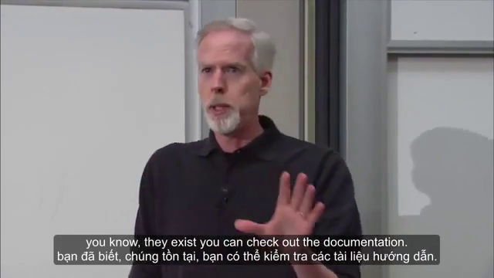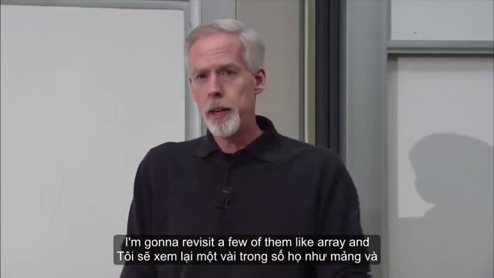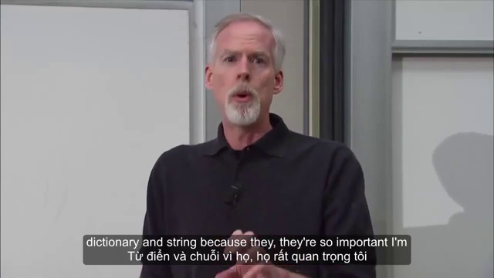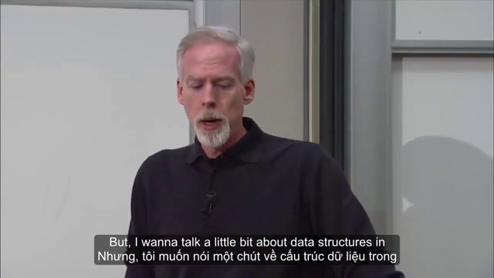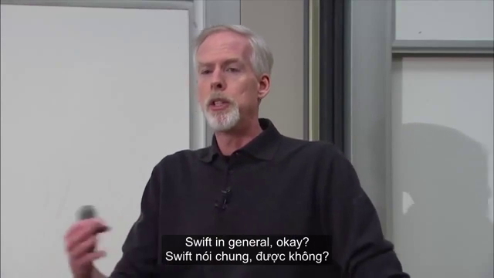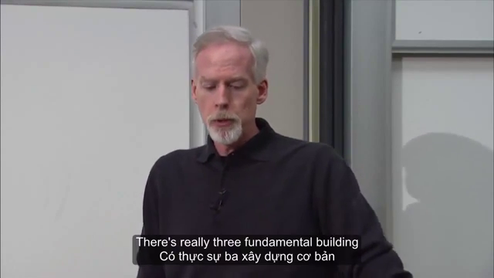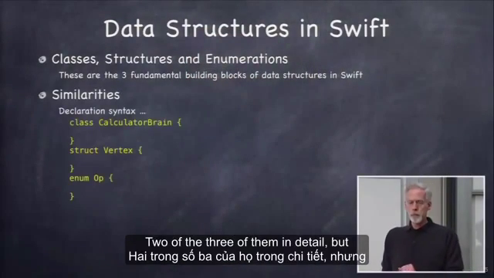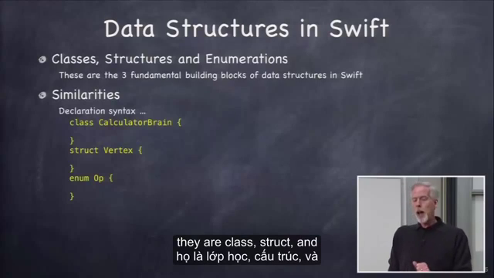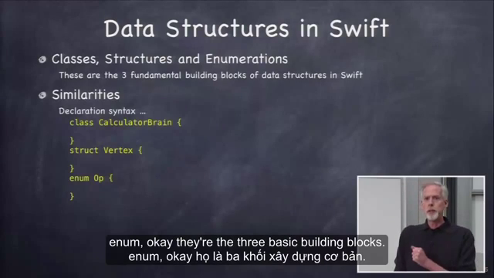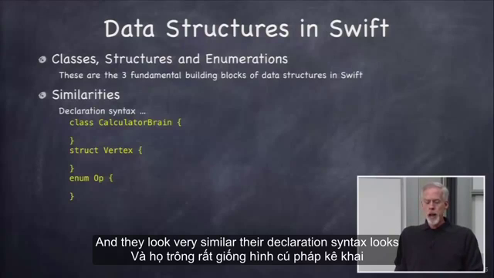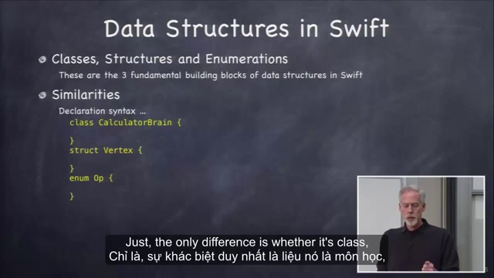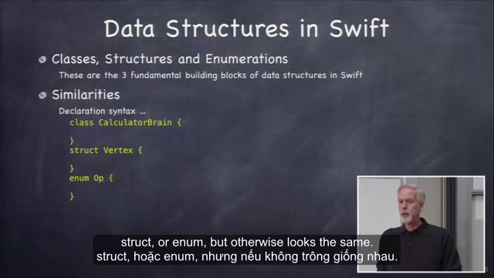You can check out the documentation on all of them to find out more about it. And I'm going to revisit a few of them like array and dictionary and string because they're so important. I'm going to actually talk about some of their methods. But I want to talk a little bit about data structures in Swift in general. There's really three fundamental building blocks for your data structures that you might build. And you've seen two of the three in detail. But they are class, struct, and enum. They're the three basic building blocks. And their declaration syntax looks very similar, right? The only difference is whether it's class, struct, or enum, but otherwise it looks the same.